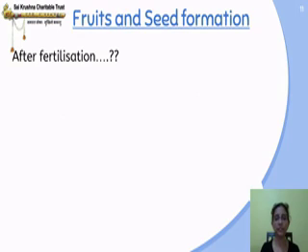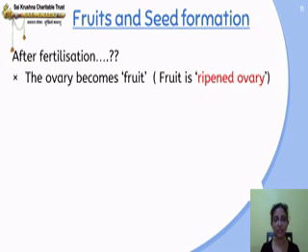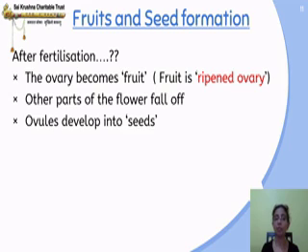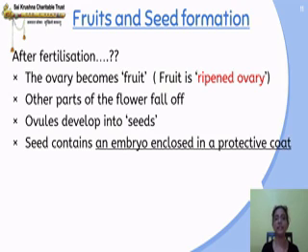What happens after fertilization? The fruit is formed. How? The ovary becomes the fruit. The fruit is actually the ripened ovary. The other parts of the flower fall off. Then the ovules which are there inside the ovary, they develop into seeds. These seeds contain an embryo enclosed in a protective coat.